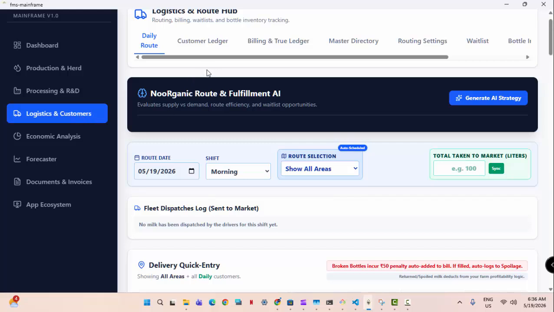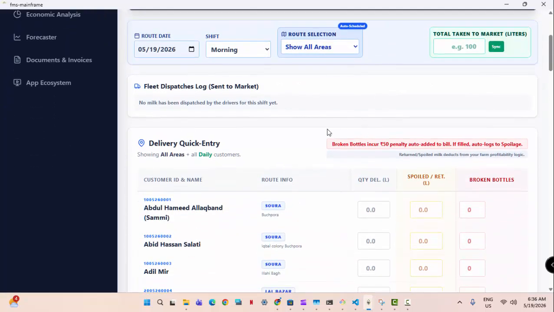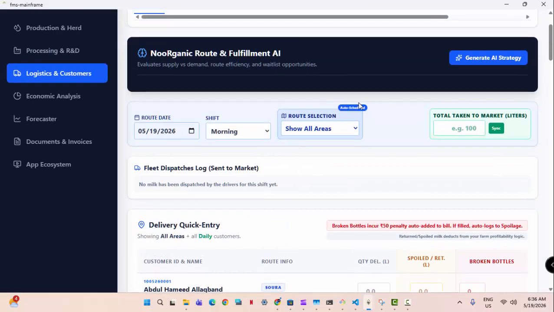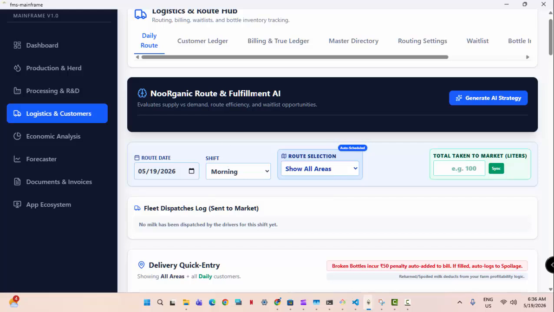Then we have logistics and route hub, wherein we track our deliveries, delivery of milk and milk-related items. Herein we can ask the AI again whether we can shift so and so amount of milk to processing and R&D, or we can just sell it as raw.